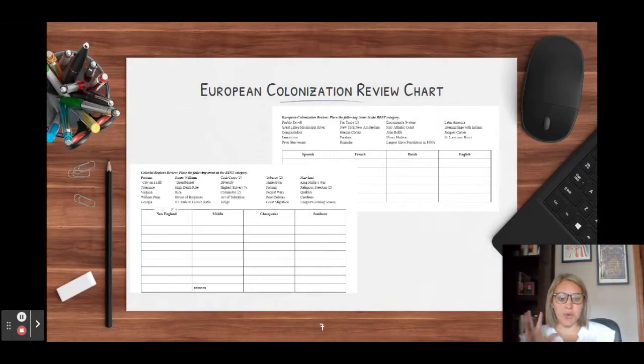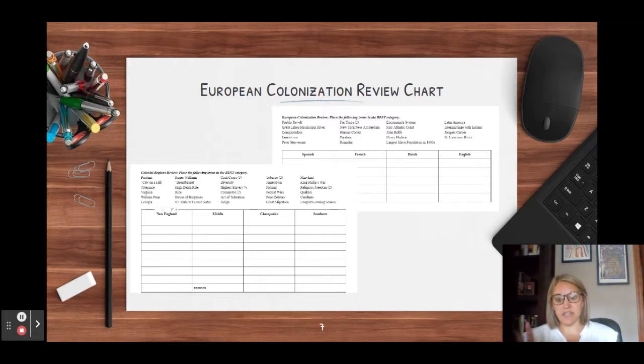Okay, so to wrap up our colonization unit, we're going to be working on a review chart. The first thing you're going to do is a European colonization review, looking at the Spanish, the French, the Dutch, and the English. You're going to place each of those words in the correct spot. As you can see, fur trade, for example, has a 2 behind it, so you want to put that in the 2 countries that were most involved in the fur trade.